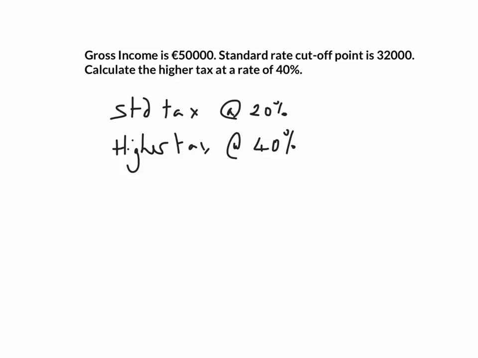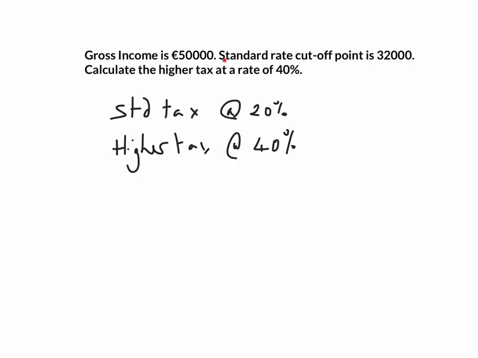Usually in a question like this, we're not given it here, but there's usually a standard rate of tax and a higher rate of tax. So the standard rate of tax, let's presume it's 20%, you would work that out by multiplying it by the standard rate cutoff point, in this case 32,000.